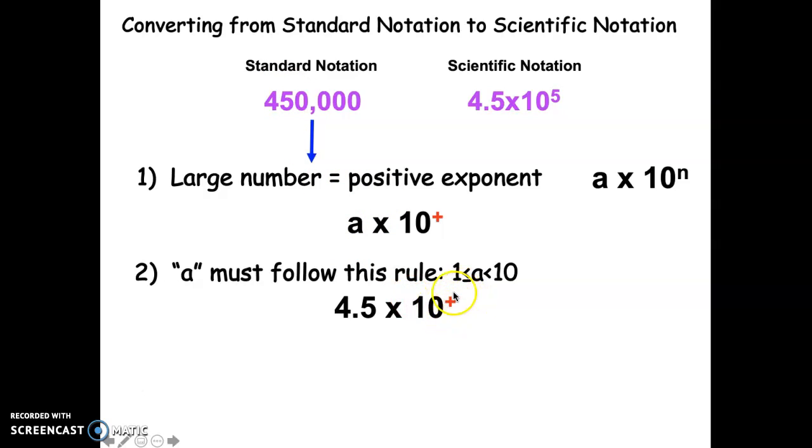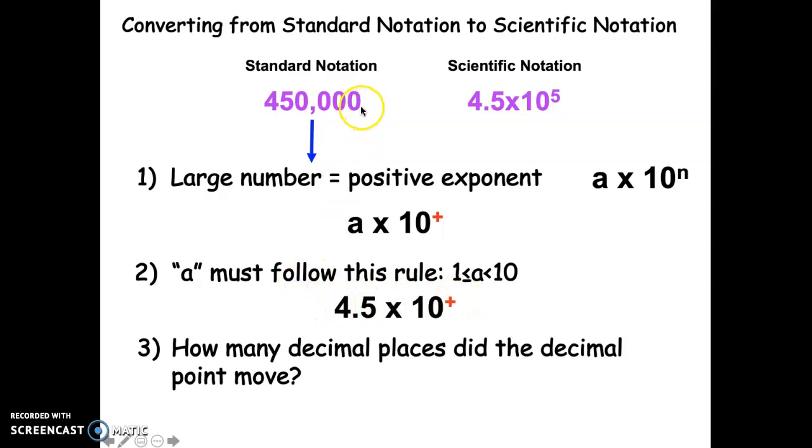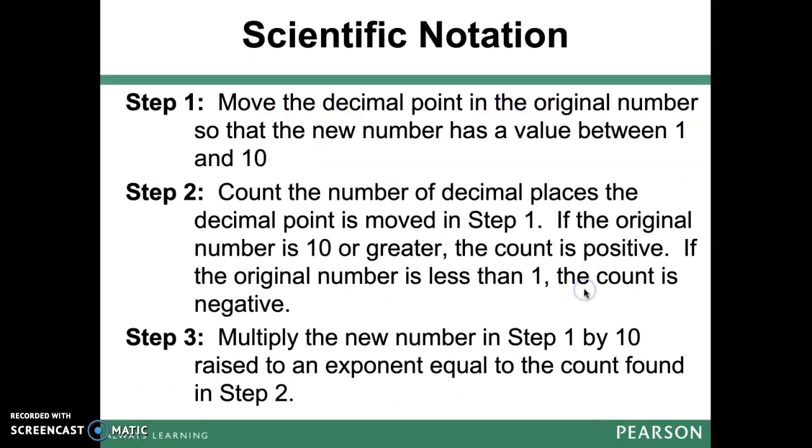Now to figure out what the exponent number actually is, you just count how far you move that decimal point. It started off here and I moved it 1, 2, 3, 4, 5 places. And see how that number matches this number. Those are the steps to convert from standard notation to scientific notation. And we've talked about all of that here. You can pause the video and read this if you want to.